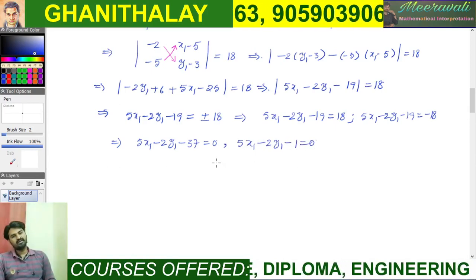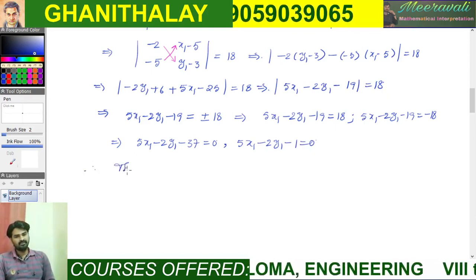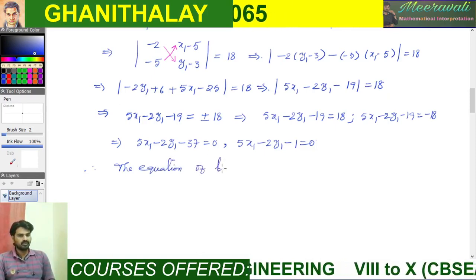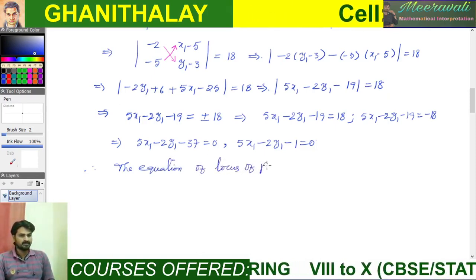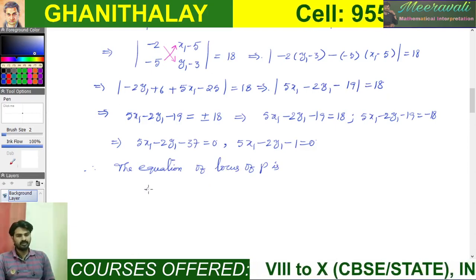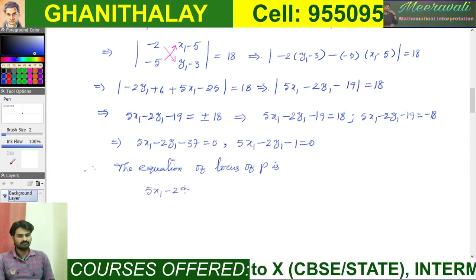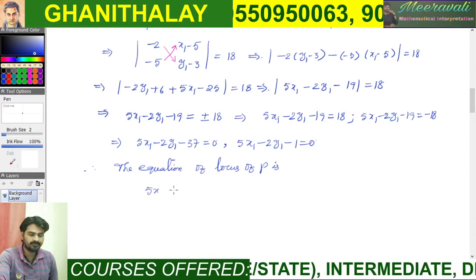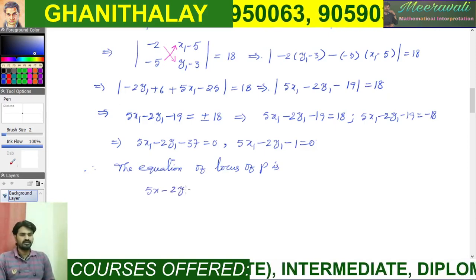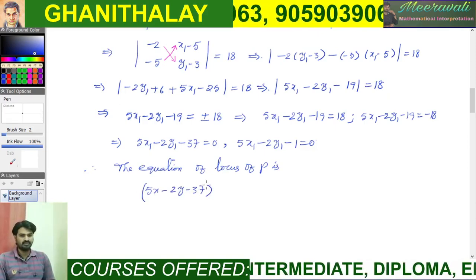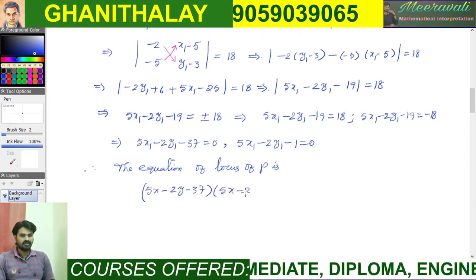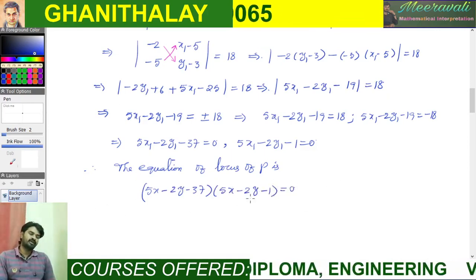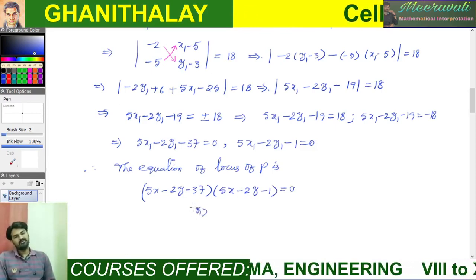So here we are going to write finally, therefore the equation of locus of P is, you can directly product them. So you can remove the subscripts here: 5x minus 2y minus 37 into 5x minus 2y minus 1 is equal to 0. This is the final answer. Otherwise you can simplify this one.